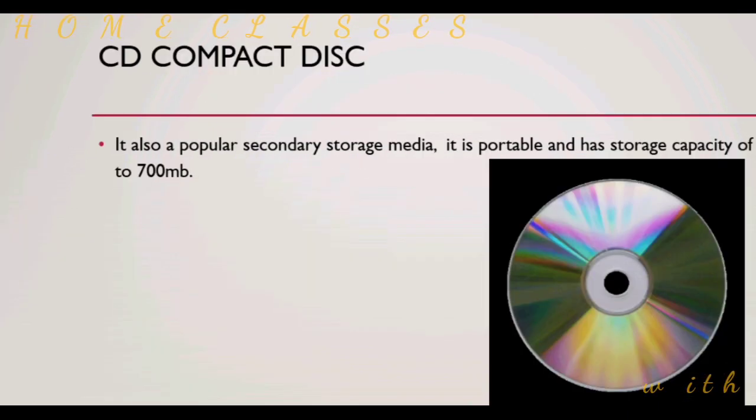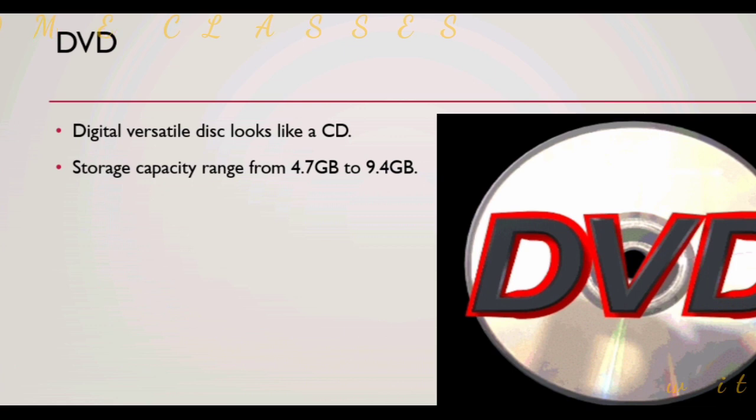CD, compact disc. It is also a popular secondary storage media. It is portable, means you can carry it from one place to another, and has storage capacity up to 700 MB. DVD. DVD is better than CD. Digital versatile disc looks like a CD, but the storage capacity ranges from 4.7 GB to 9.4 GB.